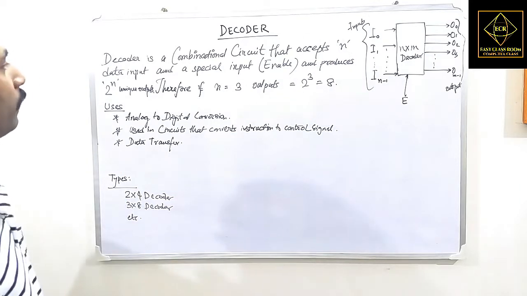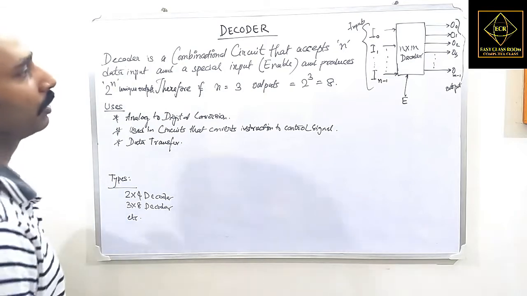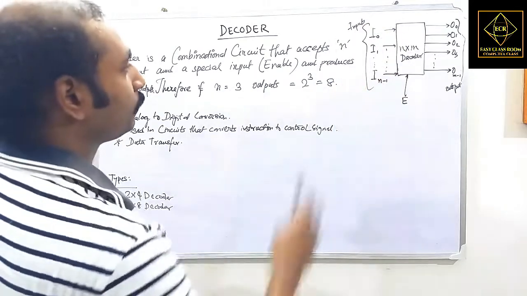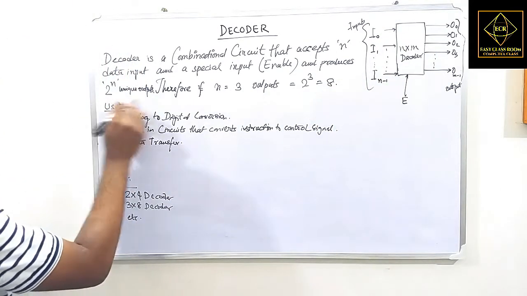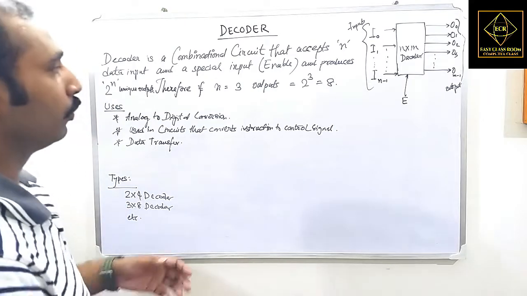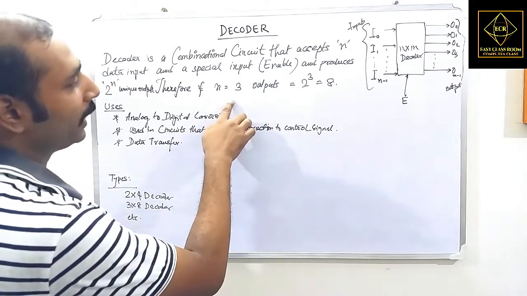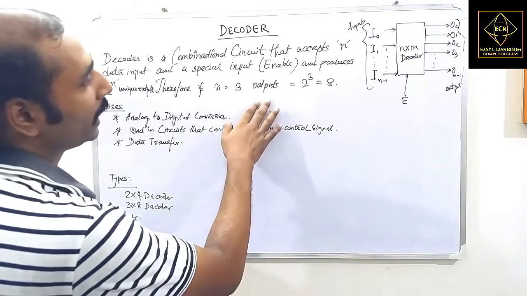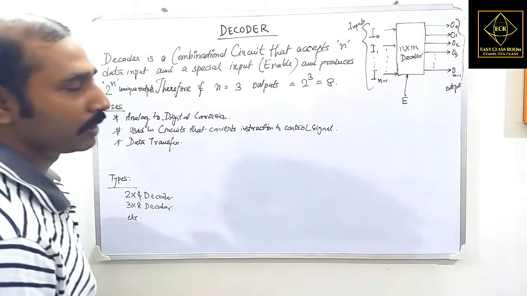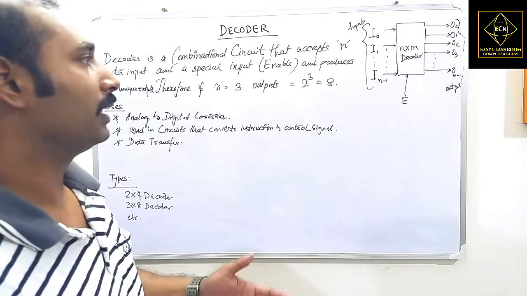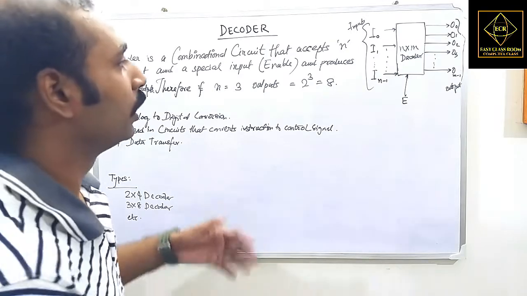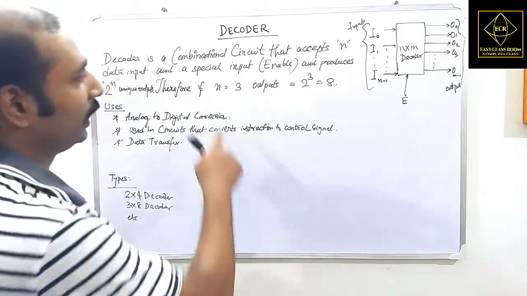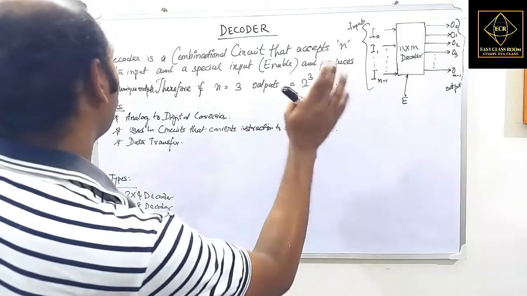It accepts n number of data inputs and a special input called enable, which enables the entire circuit, and produces 2 to the power n unique outputs. So we have just cited an example: if n is 3, that means we have 3 inputs and we can give out 8 outputs. It is a very similar circuit to a demultiplexer, where we have one input and several outputs. Here are 3 inputs and 8 outputs.